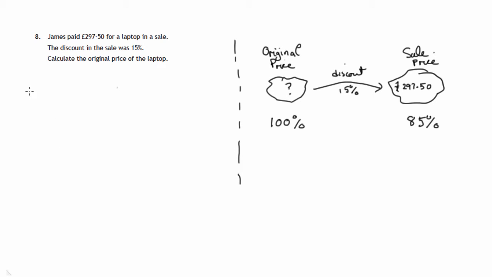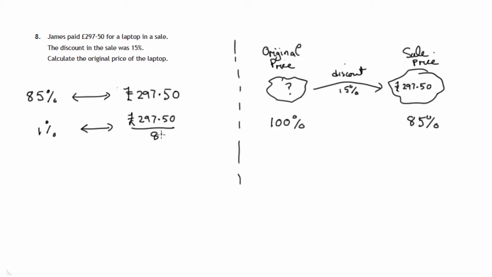The first way is by doing a sort of proportion where we're talking about 85% corresponding to £297.50. 1% would correspond to, well, divide both sides by 85, since this is a proportion correspondence. So dividing by 85, we'll end up with this sum of money divided by 85. Now that's something we can work out in a minute in the calculator.